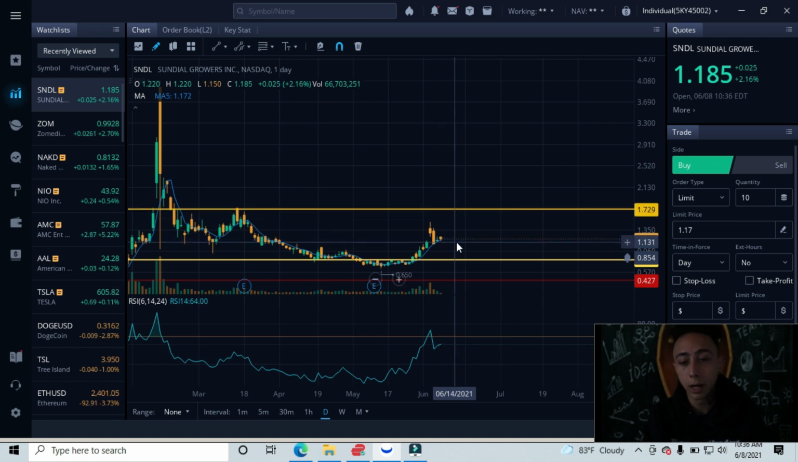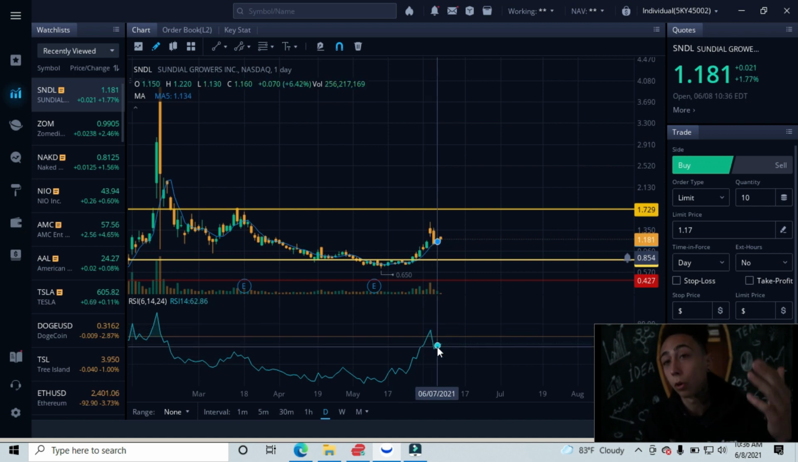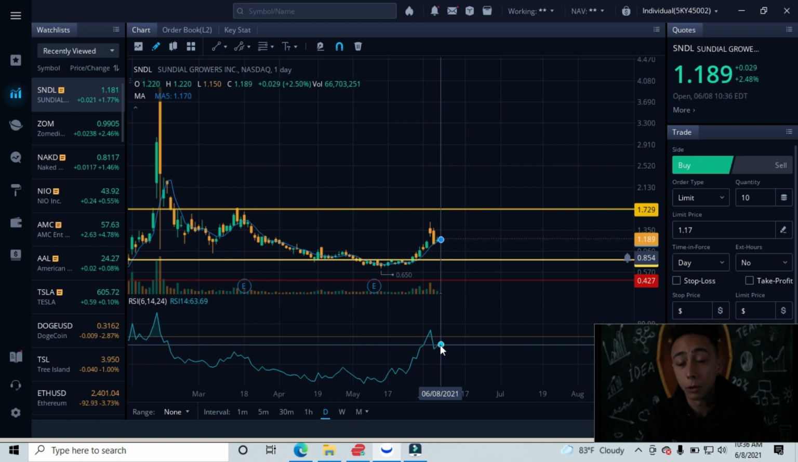So overall, you guys, with us being above this trend line, you can see we're above the trend line. So that's also a good sign. It shows that we are in this upward trend. On the RSI, it looks like we were overextended, and we pulled back a little bit and are now starting to correct, which is perfectly normal as well.